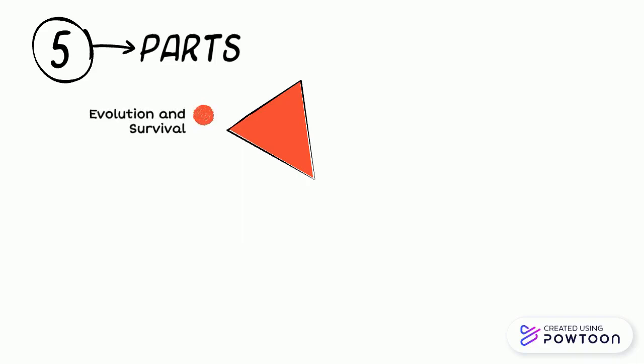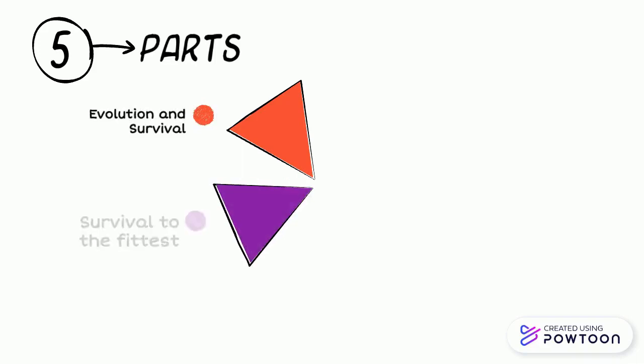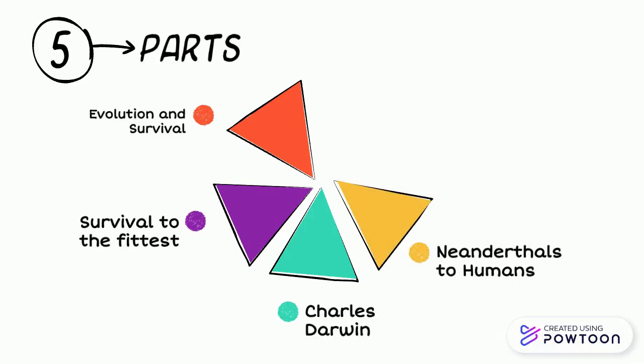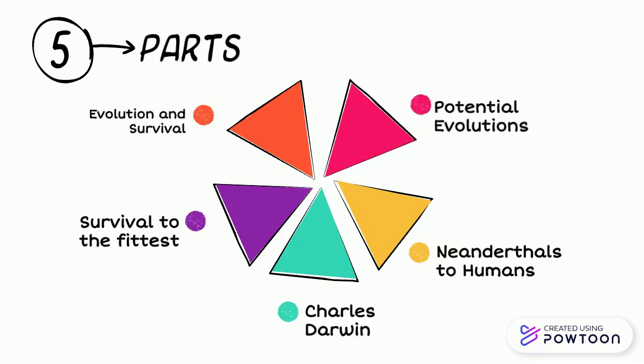For my evolution presentation, it will be broken down into 5 main parts. The first part being what evolution is and what survival is. I'll be explaining what that is. Second, I will be talking about survival of the fittest. Third, I will talk about Charles Darwin and his theory about evolution. Fourth, I will talk about how we evolved from Neanderthals into humans. And then lastly, I will talk about the potential evolutions for humans in the future.